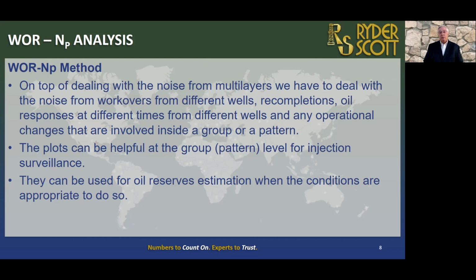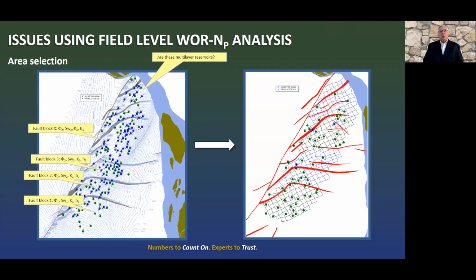The plots, water-oil ratio versus cumulative oil, can be helpful at a group or pattern level for injection surveillance. And you can observe changes in the slope of the plot, and that can be very insightful as to what may be going on in a pattern or a group. They can be used for oil reserves estimations when the conditions are appropriate to do so. Well, let's take a look at a real life example.